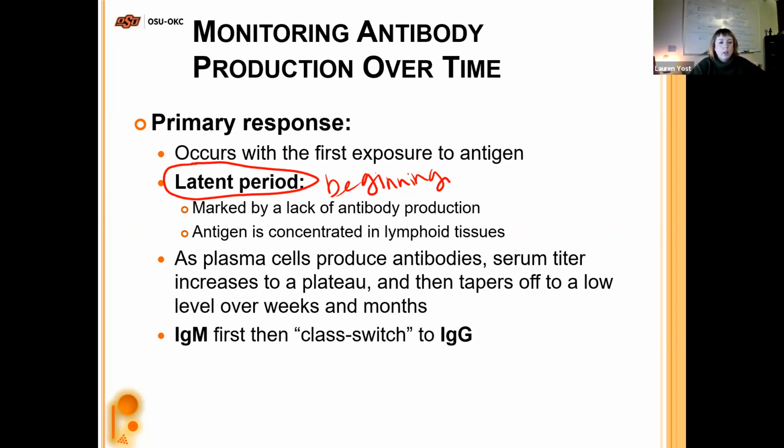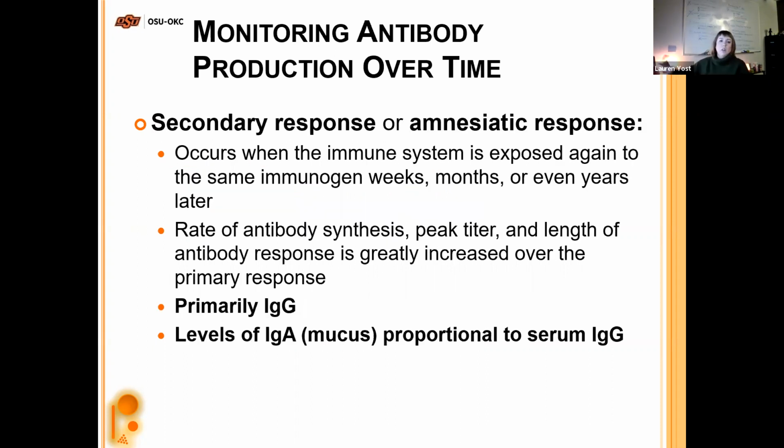So then the plasma cells produce the antibodies. The serum titer will increase to a plateau, of course, and then we don't need to make any more. We're not being signaled to make more anymore, and then we'll taper off to a low level for weeks and months. IgM at this point is switching over to IgG, which is a stronger responding antibody. We didn't have it in the beginning though. The secondary response, which we will also call the anamnestic response, we see it again weeks or months or years later.